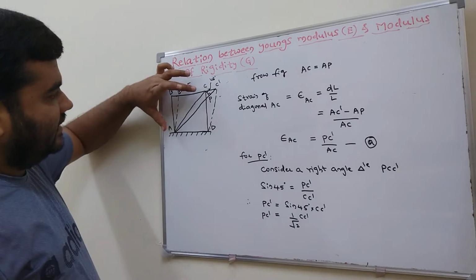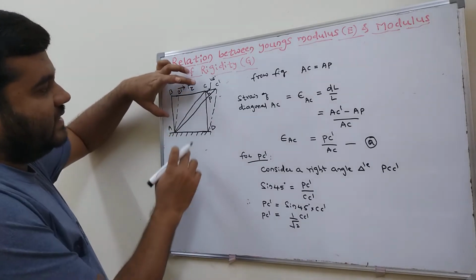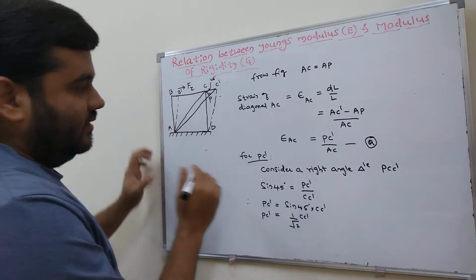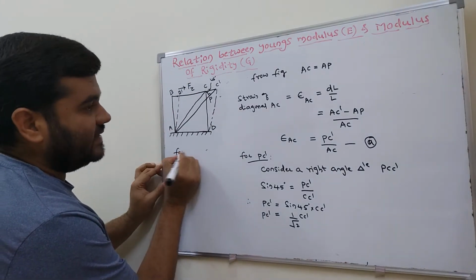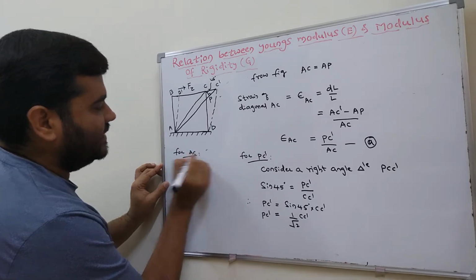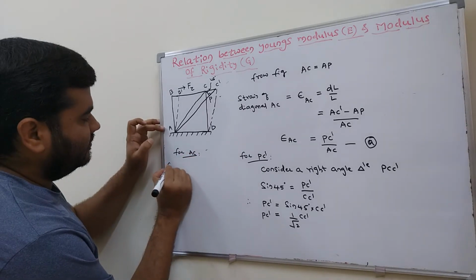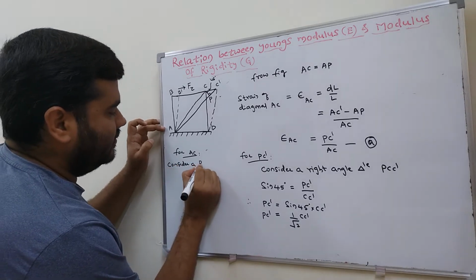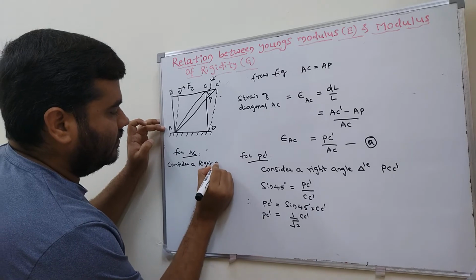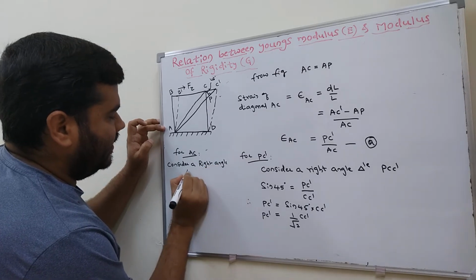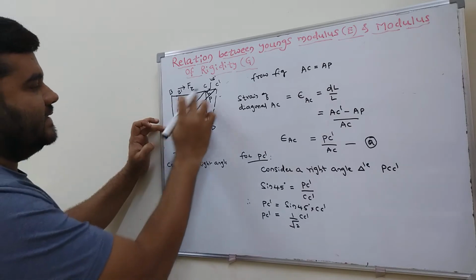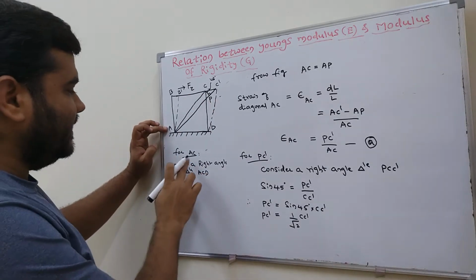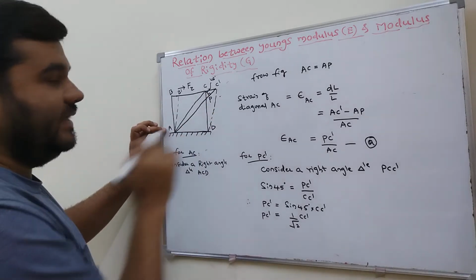Where is AC? This is AC, right? We need to consider a triangle ACD. For now I'll write here for AC, consider a right angle triangle ACD. Because I want AC, that's why I consider a triangle ACD.